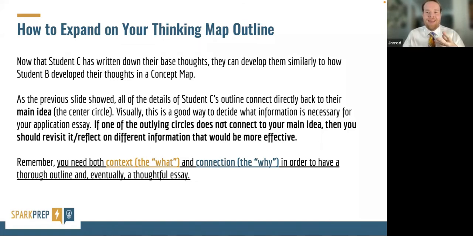So with that being said, we can see that on Student C's outline, it connected directly back to their main idea, or the center circle. All of the details connected back. Visually, this is a really good way to decide what information is necessary for your application. If one of the outline circles, as I mentioned, does not connect back to your main idea, then you should revisit or reflect on it and find different information that would be more effective. Remember, you need both the context, the what, or in this case, the orange text, and the connection, the why, the blue text, in order to have a thorough outline and eventually a successful essay.